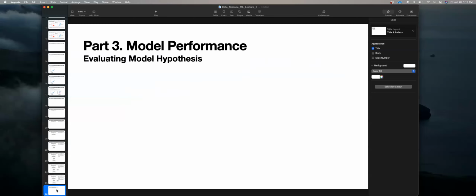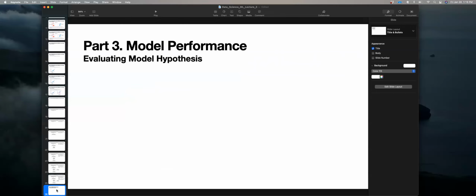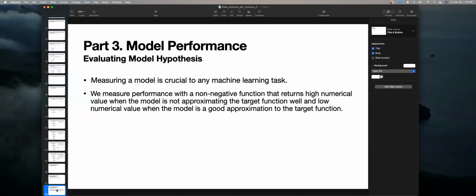So how do we evaluate the model performance, right? So if we have a possible g that we find in the hypothesis set, how do we know how it's performing? Well, there's many different ways to do that, but at the beginning of the semester, we're going to start simple. In general, we're going to measure model performance with a non-negative function. And this function should return high numerical values when the model is not approximating the target function well, and low numerical values when the model is a good approximation.